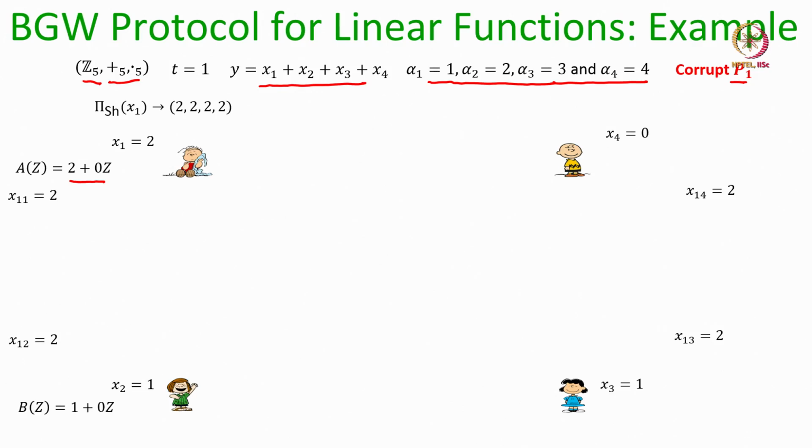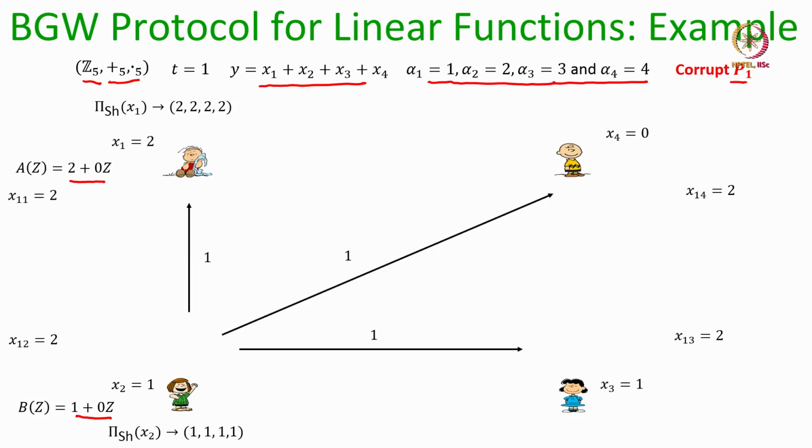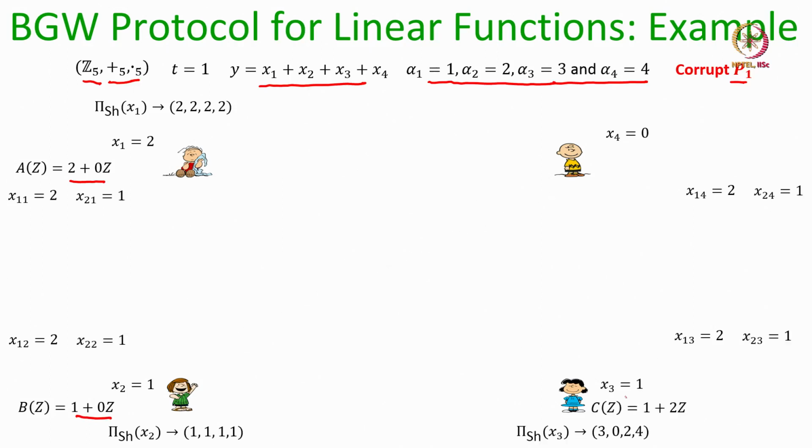In parallel, suppose P2 in its instance of the secret sharing protocol uses the sharing polynomial 1 plus 0z, and the resultant shares are 1, 1, 1, 1 at the end of the sharing phase. In the same way, imagine that P3 during its instance of the VSS scheme has used a sharing polynomial resulting in the shares 3, 0, 2 and 4, and P4 in its instance uses the polynomial 0 plus 3z, resulting in the vector of shares 3, 1, 4, 2. All these VSS instances use polynomials of degree 1 because t is equal to 1.